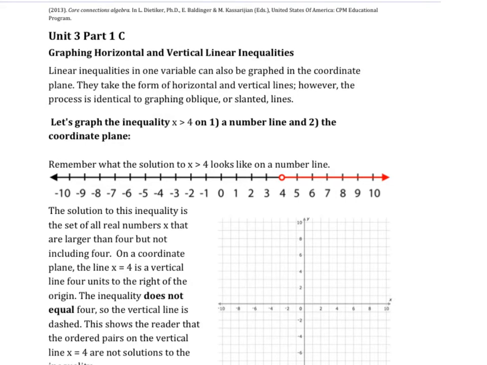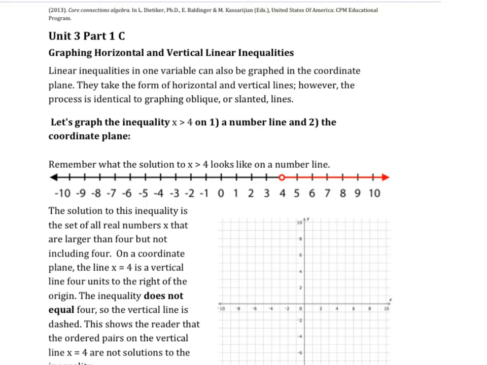In this screencast, we are going to do Unit 3, Part 1C, graphing horizontal and vertical linear inequalities. Linear inequalities in one variable can also be graphed in the coordinate plane. They take the form of horizontal and vertical lines. However, the process is identical to graphing oblique or slanted lines.